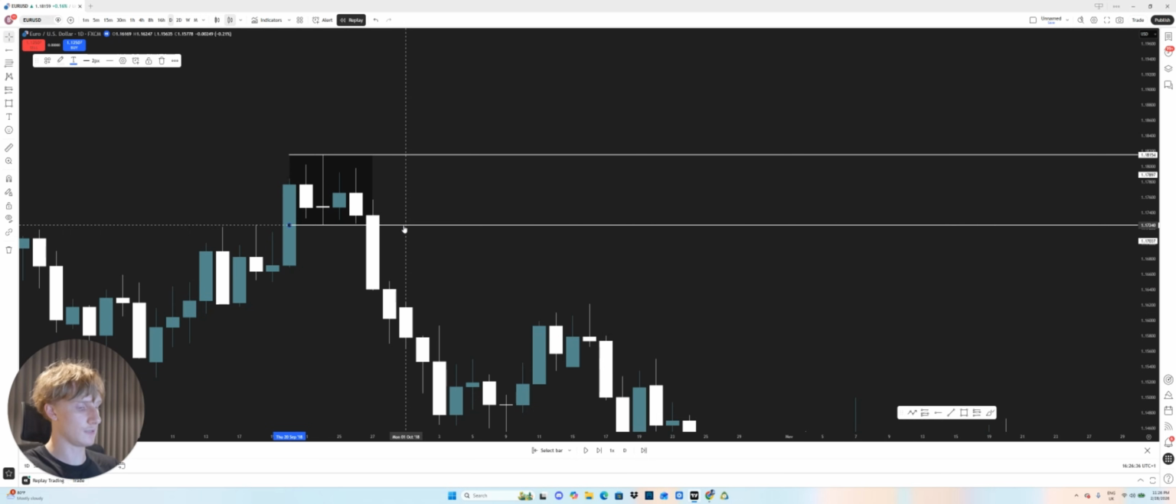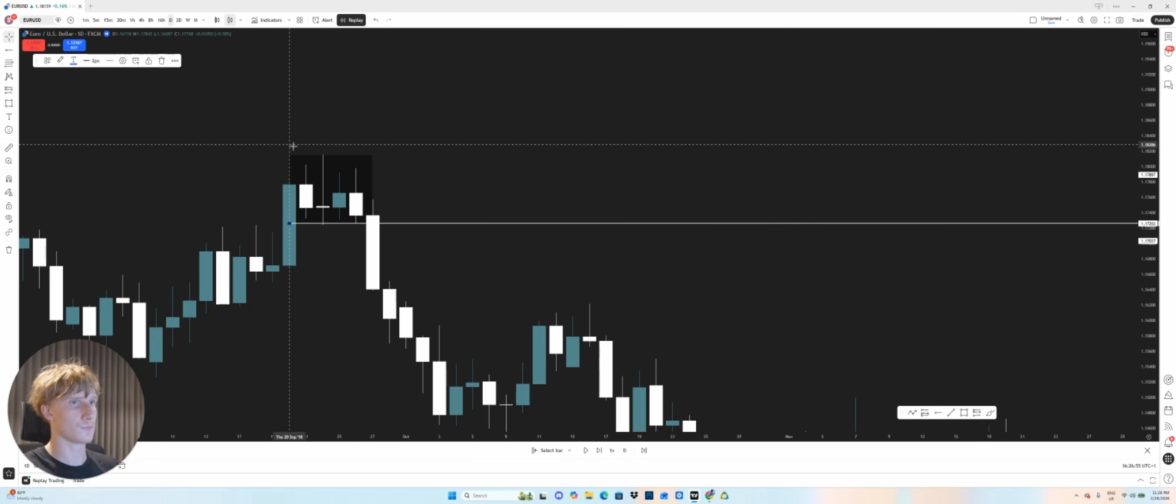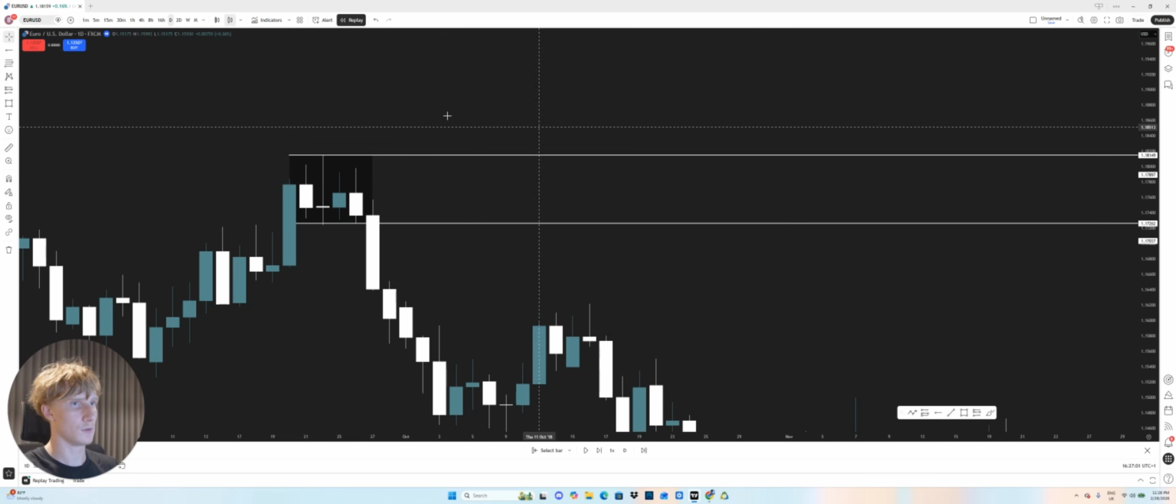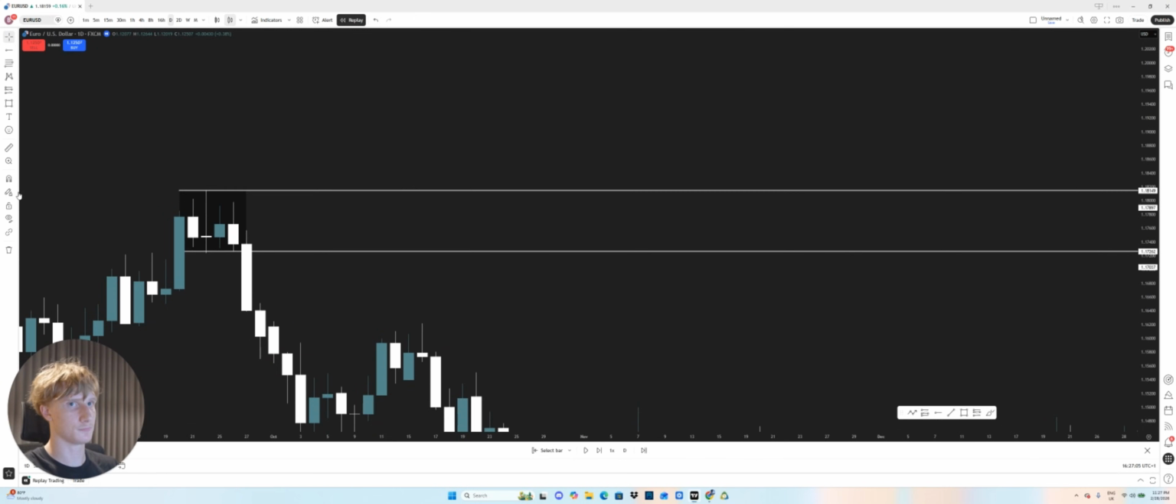If you want to, you can even just isolate it by drawing a box around it, put lines in between it, whatever you need to do to just make sure that this is what you're focused on, right? The base is the indecisive candles. So yeah, there we go. Cool. So now we have our area of supply.